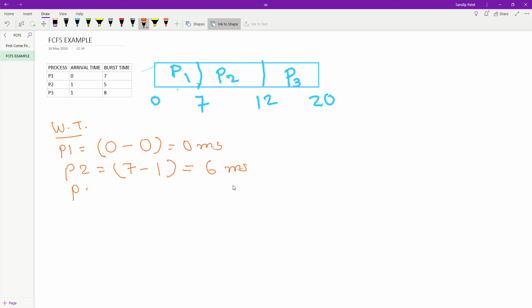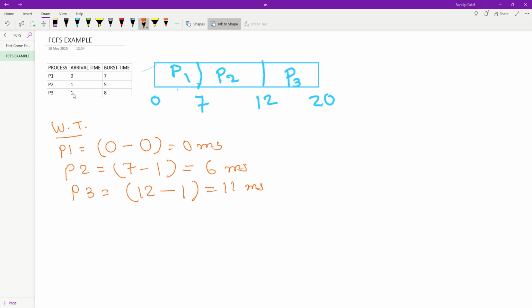And for P3, the first response is generated at 12 milliseconds, as you can see on the Gantt chart, and it arrives at 1 millisecond. That's why we are writing this arrival time. So here the waiting time is 11 milliseconds, right?